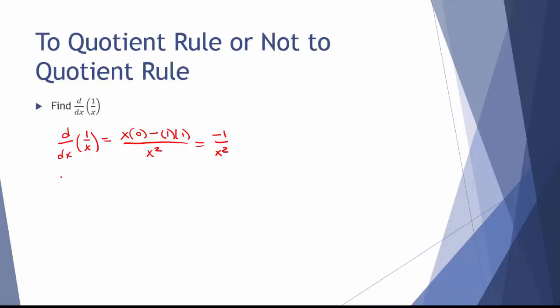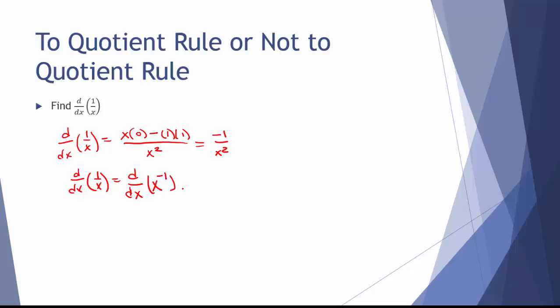There is, however, a slightly faster way to do this. We have actually already made use of this technique in some of the previous examples. You can rewrite 1 over x using negative exponents. Instead of dealing with it as 1 over x, deal with it as x to what power?